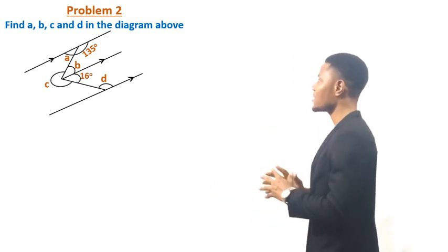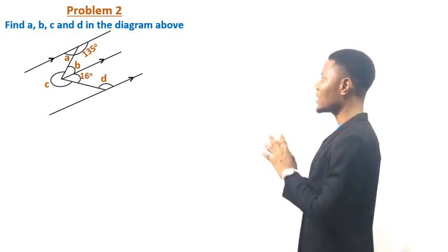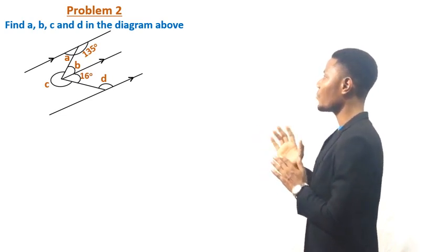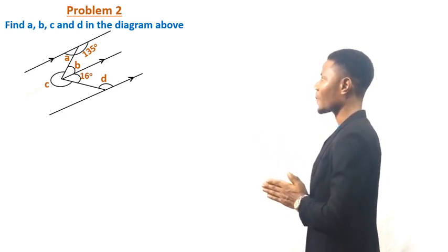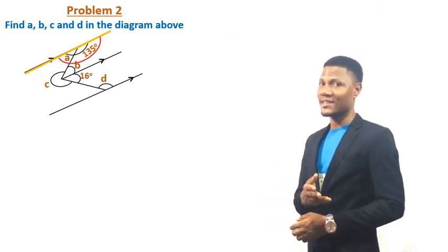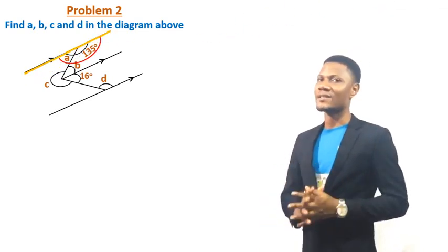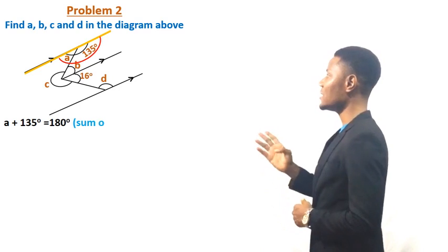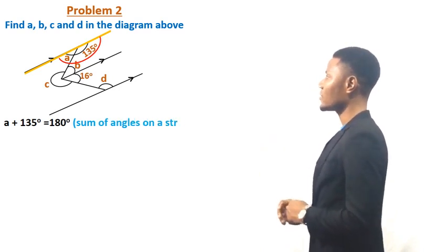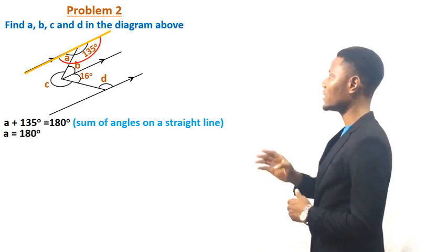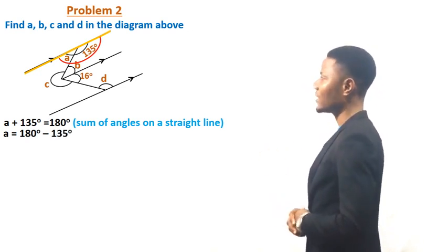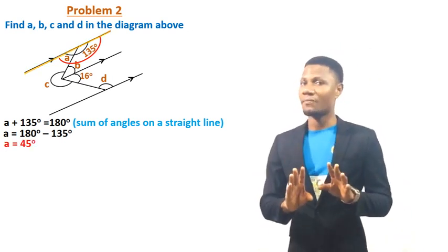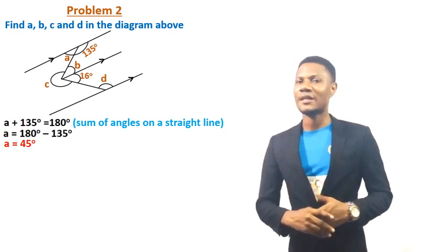Let's start with our first letter, letter A. If you look at letter A, you discover that there is a relationship between letter A and 135 degrees. And what is that relationship? You can guess that already. Sum of angles on a straight line. So A plus 135 degrees is equal to 180 degrees. So A is equal to 180 degrees minus 135 degrees. So the value of our A is 45 degrees. Let's move to our next letter, letter B.